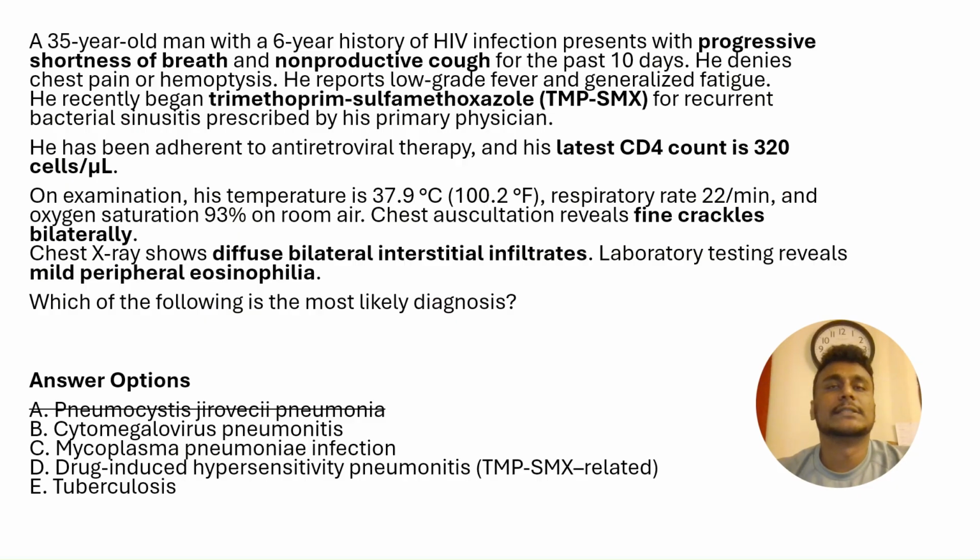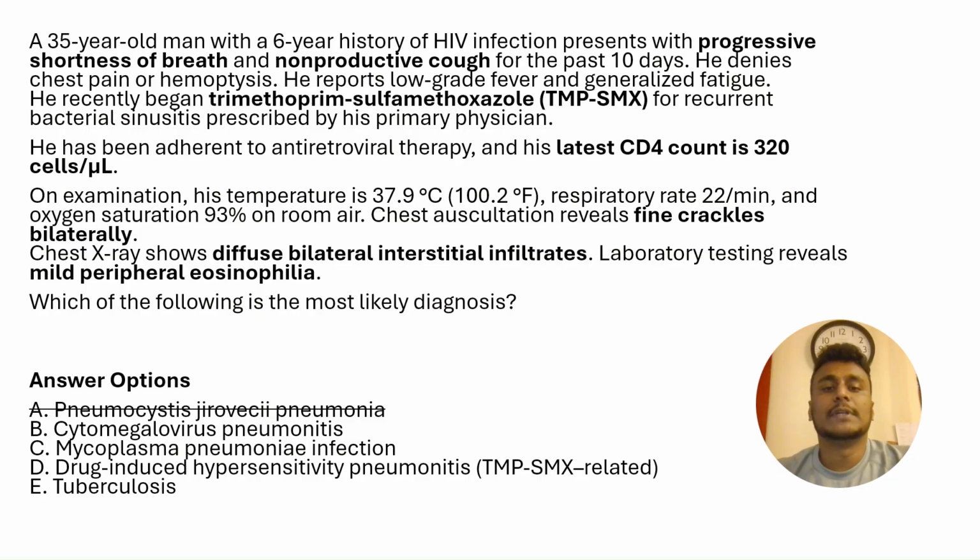His CD4 count is 320, so that's too high for PCP to occur. Remember, PCP is classically seen when the CD4 count drops below 200, and especially below 100 if untreated. Also, he's already on trimethoprim sulfamethoxazole, right? Which is the prophylaxis for PCP, so that means PCP cannot be the right answer.